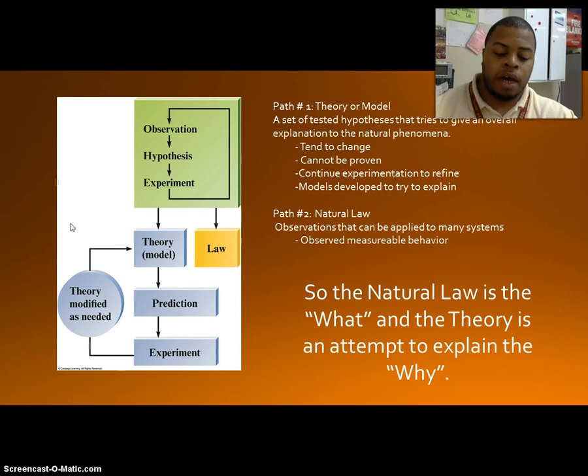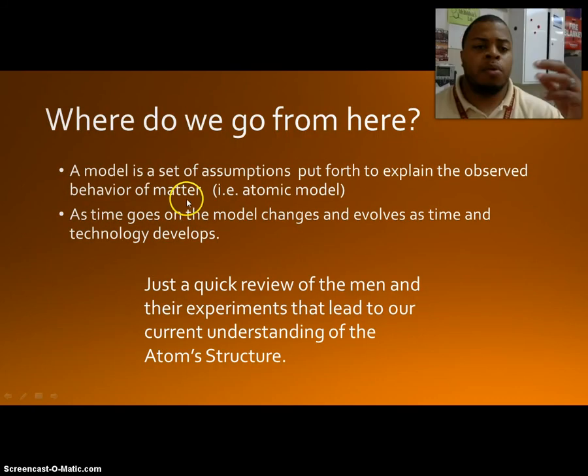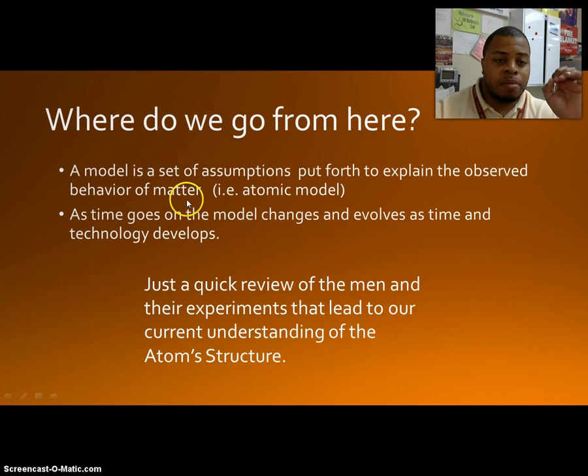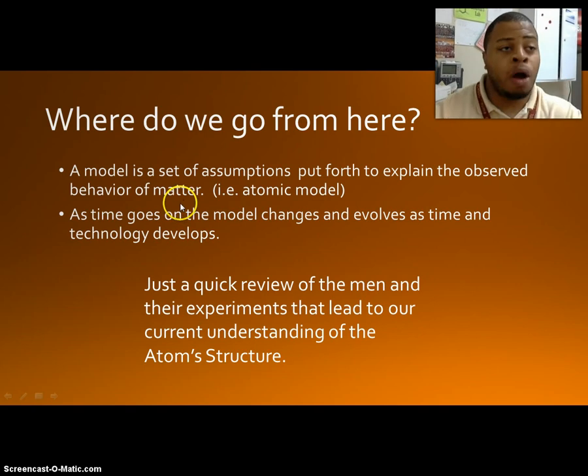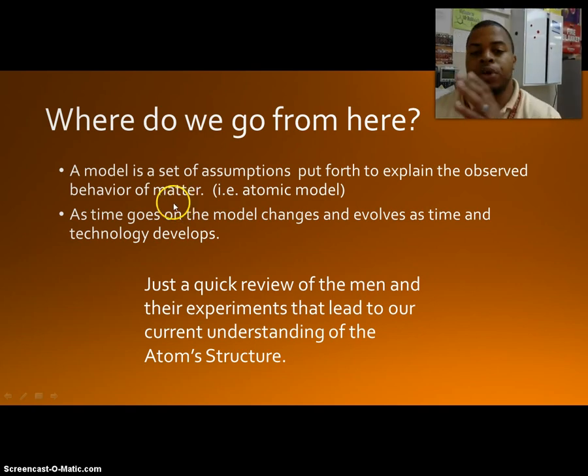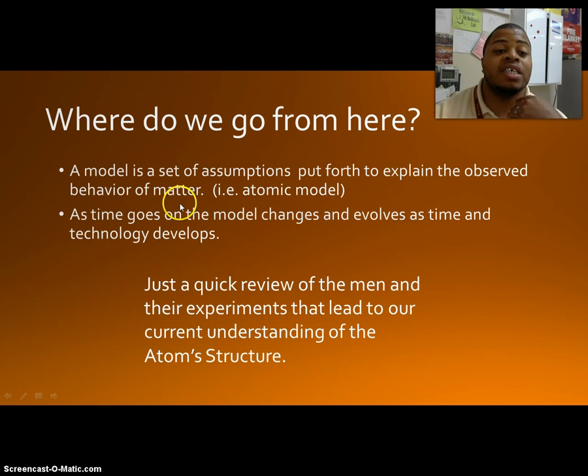So now, where do we go from here? When we have a model, it is going to carry a set of assumptions that are trying to explain, again, some behavior of matter, like we talked about with the atomic model. Now, this is going to change and develop in ways sometimes a long way away from where it originally started. But again, it's just a set of assumptions.